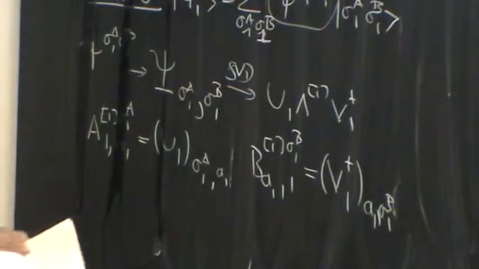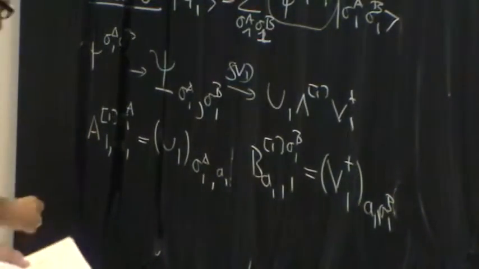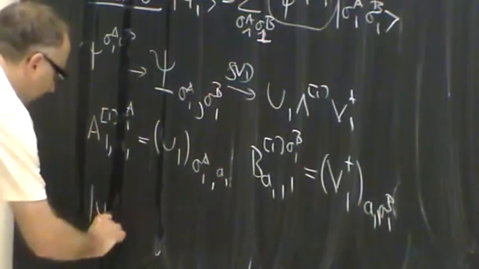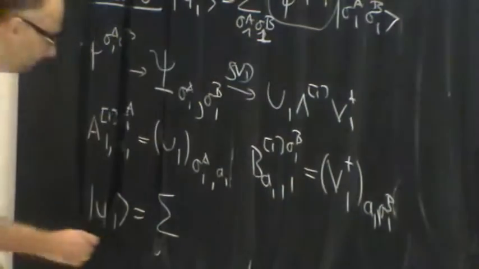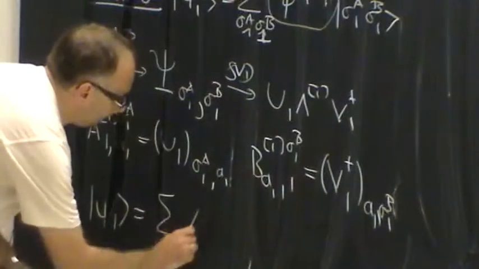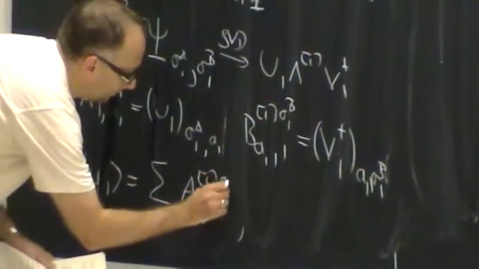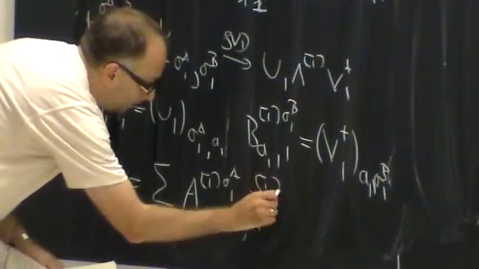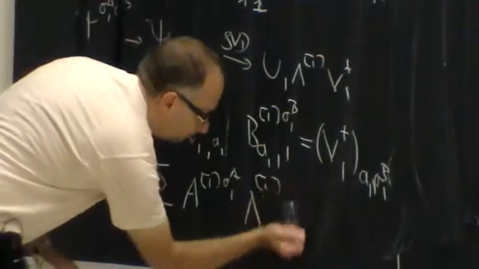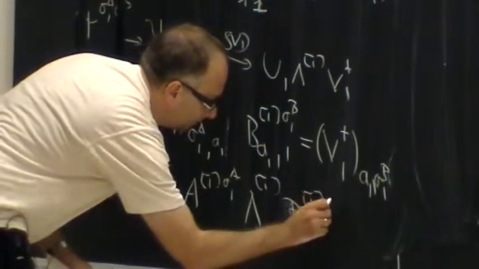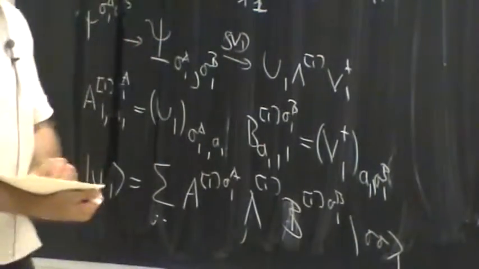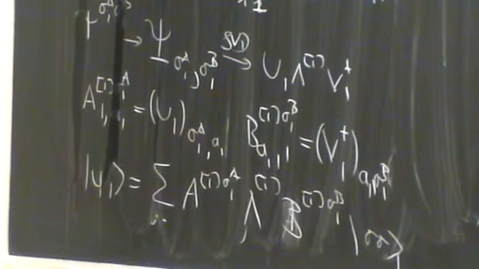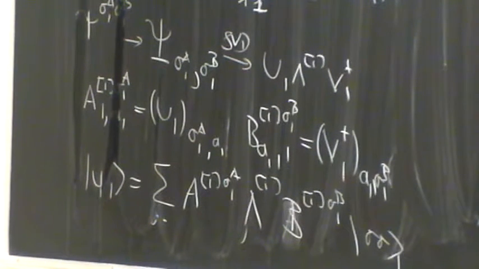And then you can introduce a fancy way of writing your state psi1. Psi1 would then be still the sum over the sigmas here, which I omit, and then you get A1 sigma 1A, lambda 1, B1 sigma 1B, and here I get my 2 sigmas. Okay, that was the first step. And now we just look at the second one, and then we are done.